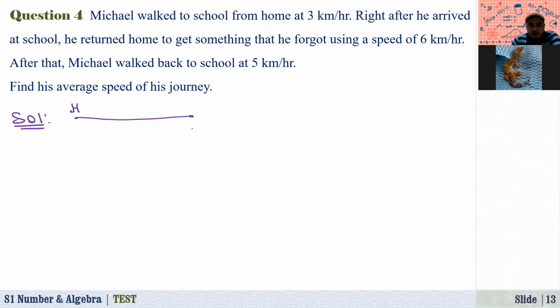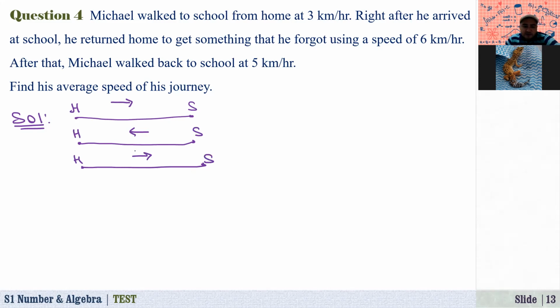So here, let's say we are talking about these things, right? It's Michael's home and Michael's school, okay? And actually, he traveled this distance 3 times. The first one, he moved from H to S, right? In the second case, from school to home. In the third one, again, from home to school. This is his home, and this is school. Suppose that the distance between home and school is d. In the first case, he walked to school from home at 3 kilometers per hour, right?